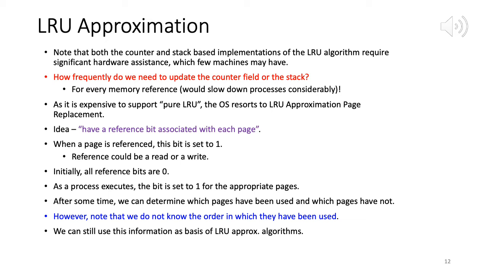So what we observe is, here we were talking about pure LRU. Instead of using this pure LRU, can we do some approximation? Okay. So can we approximate LRU so that we get mostly all of its performance, but at a much lesser cost? Okay, so that is what the OS does. As it is expensive to support pure LRU, the OS resorts to LRU approximation based page replacement. So we'll discuss a couple of those algorithms now. LRU approximation algorithms.